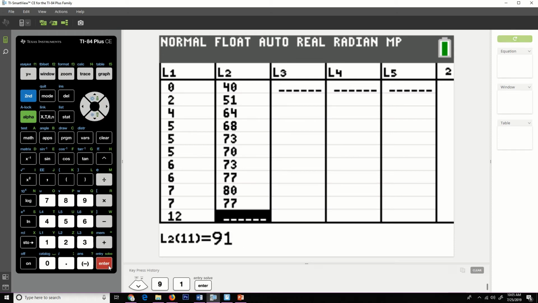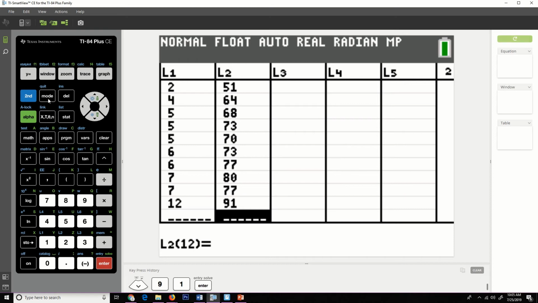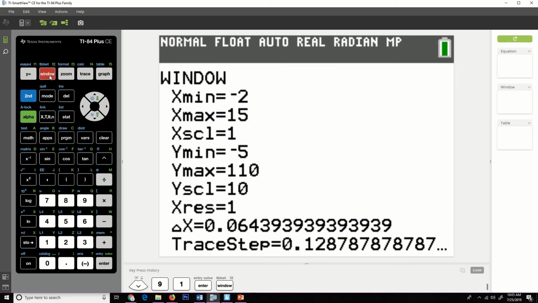That looks good. All right, so if I wanted to take a look at the scatter plot for this data, I can hit the window button, and our x minimum of -2 works. The highest value was 12, so we'll go max of 15, x scale 1, y minimum. We want to see the x-axis, so I put -5 there. And since this is a test with a high score of 100%, I put my y max as 110, and we'll go by tens, and that should work.